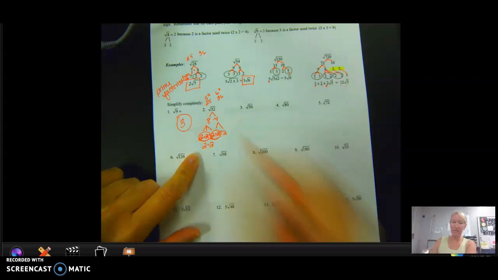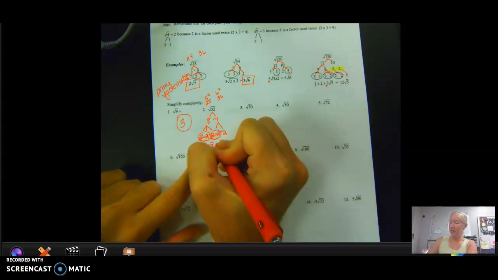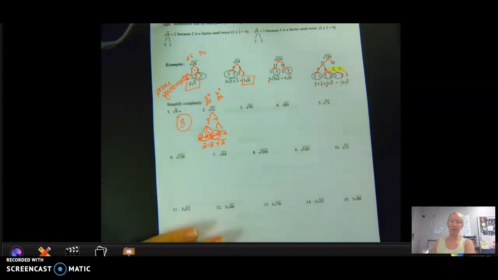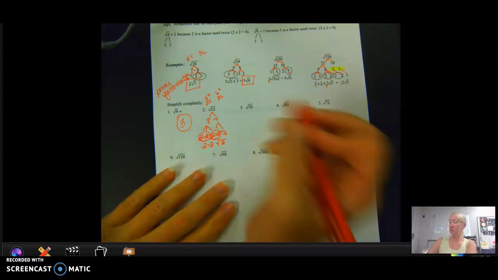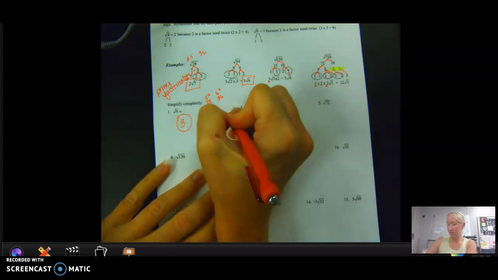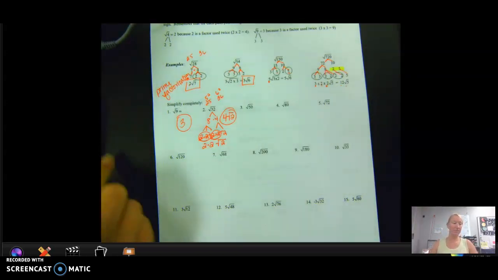That's gone, that's gone. I have a 2 left over that doesn't have a buddy, so it goes under the radical. You do not leave the answer like that. You need to simplify the front of it. So 2 times 2 is 4. 4 square roots of 2 is your answer.